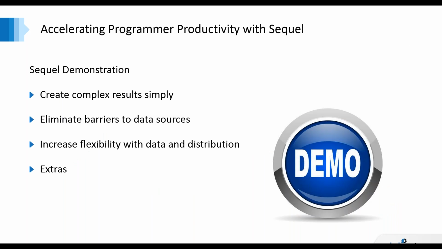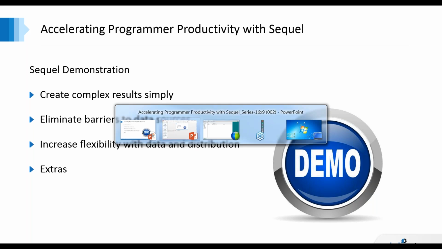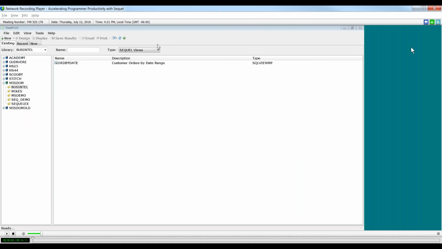Okay? So those are just some of the things we're going to briefly touch on here. So again, creating complex results relatively simply, eliminating the barriers to data sources, and increasing that flexibility with distribution. And I'm going to sprinkle in a few extras as I talk about the demo as we proceed. So I'm going to bounce over to a different session here.